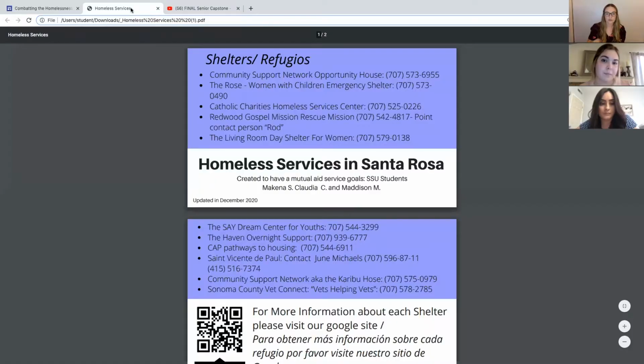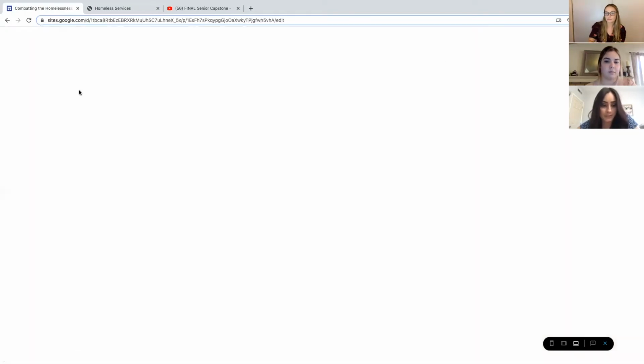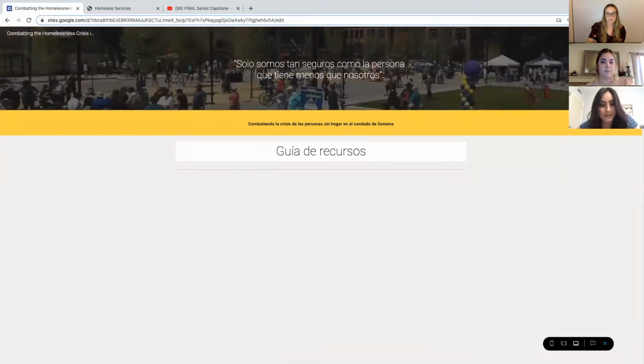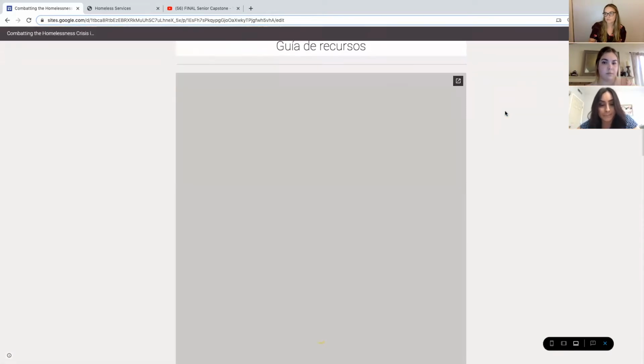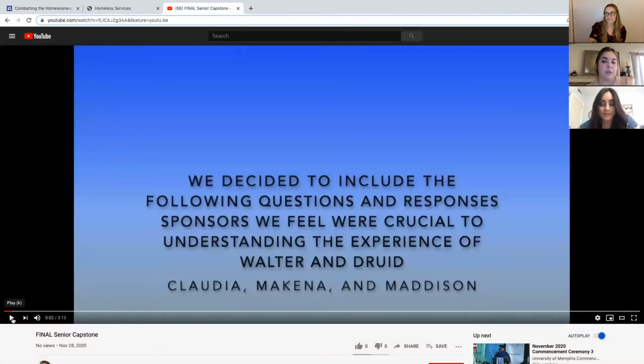We have created an ID card to distribute throughout the community that includes an extensive list of shelters, pantries, and additional resources available to the homelessness community in Santa Rosa. The QR code on this ID card will take viewers to a website that includes a digital brochure resource guide. We researched resources available in Santa Rosa for the undocumented homeless population. We included these resources on our website and translated the brochure and Google site to Spanish so it would be accessible to more people. Please listen closely to the following testimonials from two friends, Druid and Walter, who enjoy hanging out near the Sonoma County Central Library in downtown Santa Rosa.